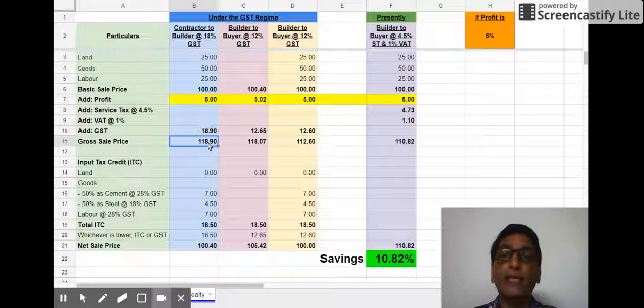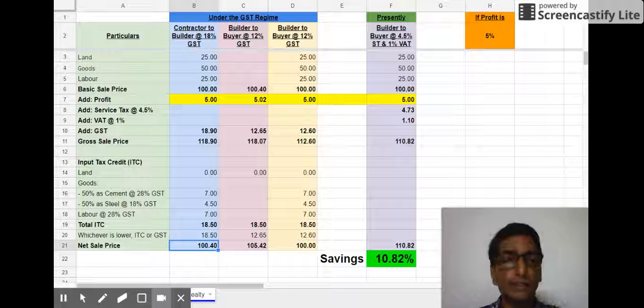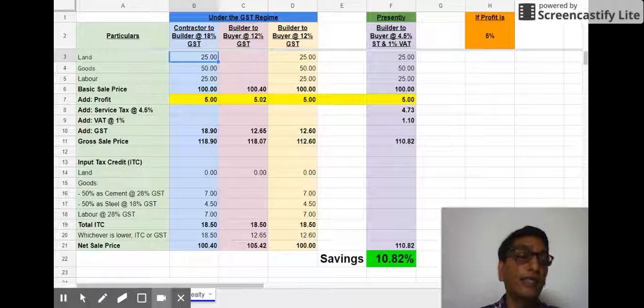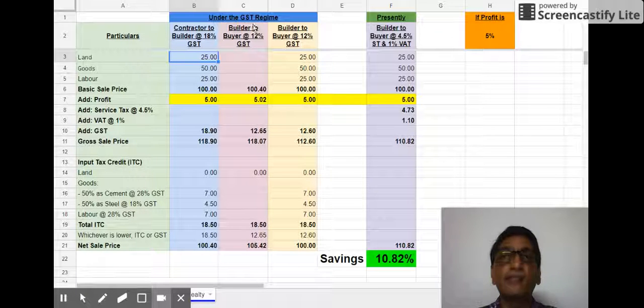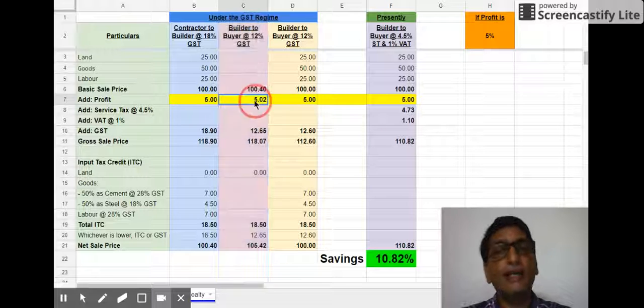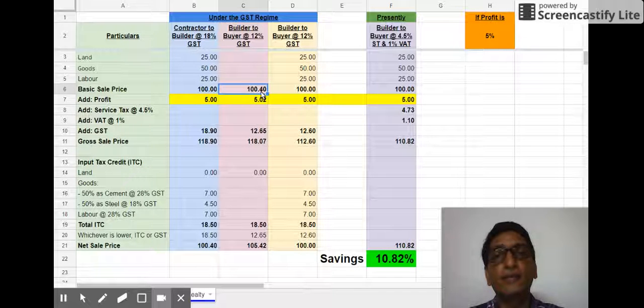So on the total price of 118.90, when we reduce the input tax credit, the billing price comes to 100.40. So what the builder has to do is, builder should pay to the contractor 100.40 minus the cost of the land. That is the payment that the contractor will get from the builder. Now let us come to the second stage of value addition. Now the builder will add his own profit. So he can add any percentage of profit. Let us assume that the builder is adding only 5% of his profit. So we are adding 5% to 100.40. So this is the profit.